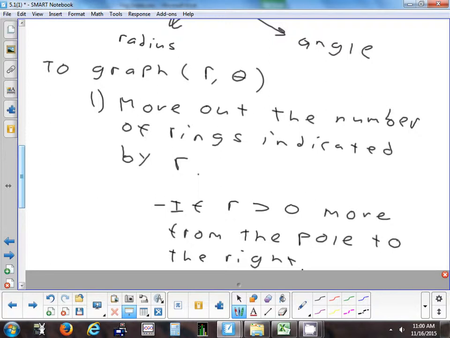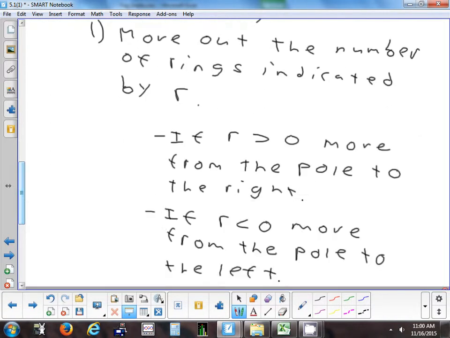So when r is greater than 0, or positive, we're going to go right. When do you think we're going to go left? Yeah, when r is less than 0. If r is less than 0, you're going to move from the pole to the left. So if r was negative 4, I'd start at the pole, go left 4 units, and keep my pencil right there for the next step. Any questions on the direction for r? Right is positive, left is negative. It's really just like the x-axis. It's the same idea.